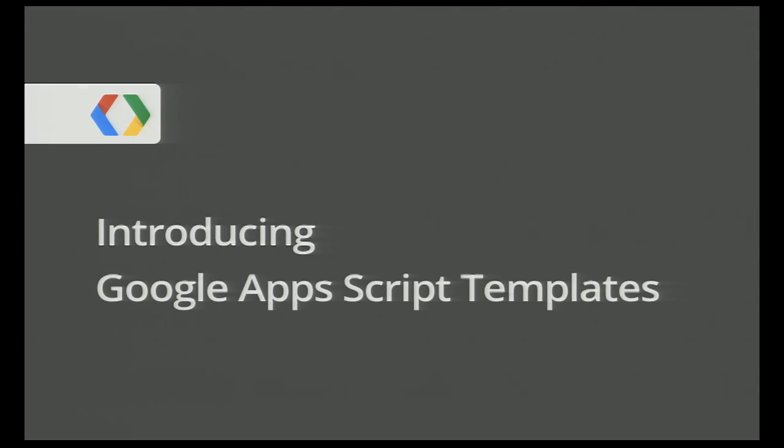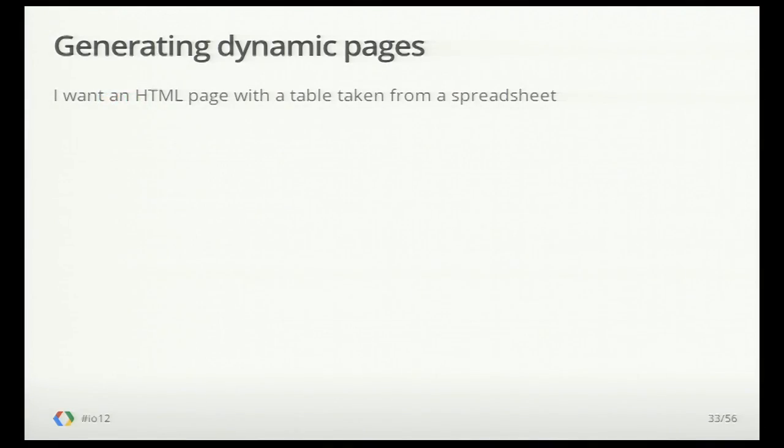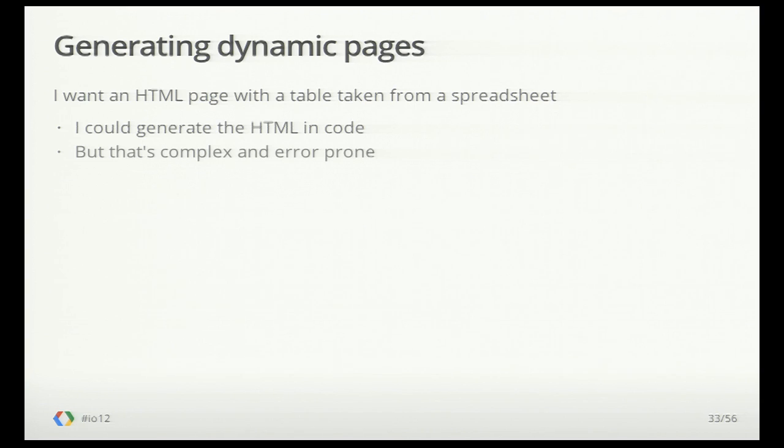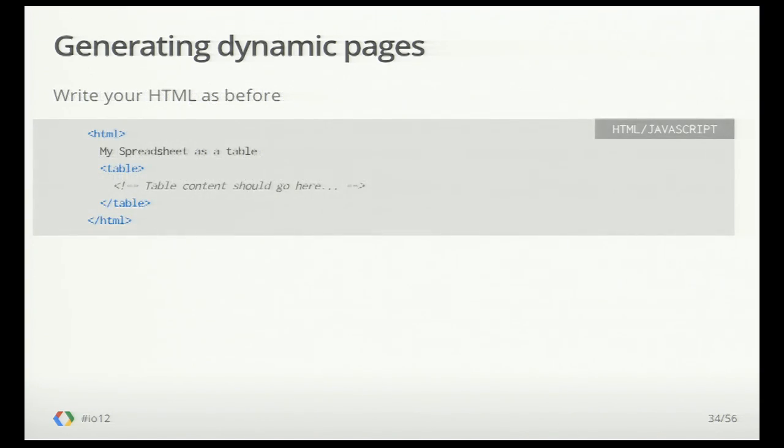So introducing Google Apps Script templates. And this I'm more than super excited about. This is, I think, the most exciting thing for me today. Google Apps Script templates. I want an HTML page, let's say, with data from a spreadsheet. And I could generate it in code, but that's a pain. So what I'm going to do, again, is use a templating language.